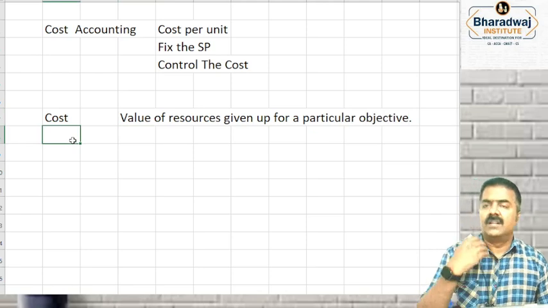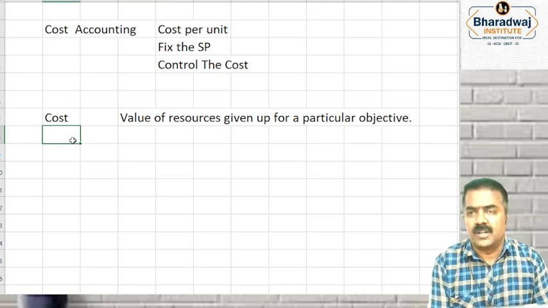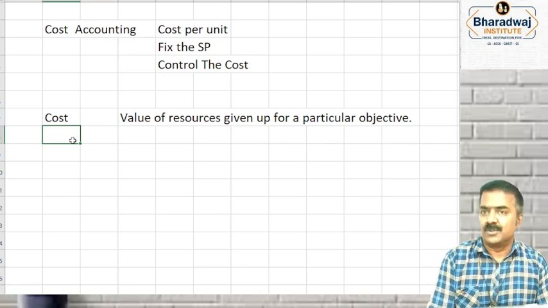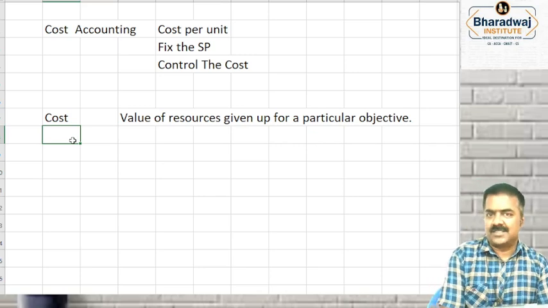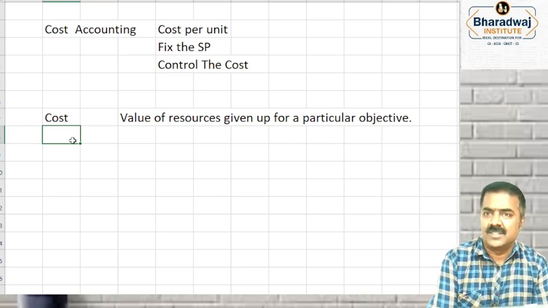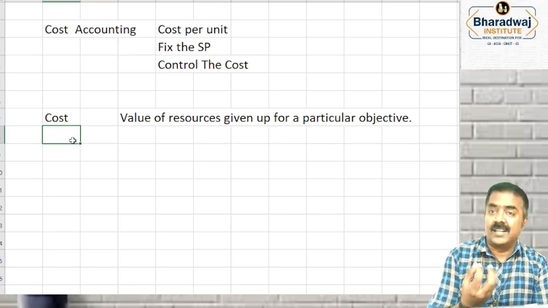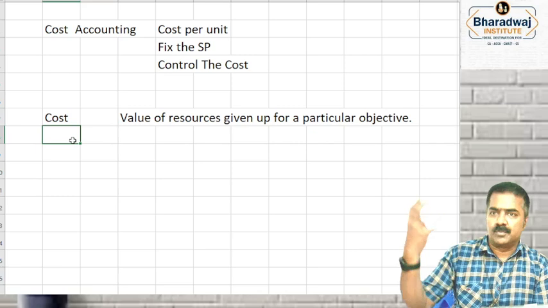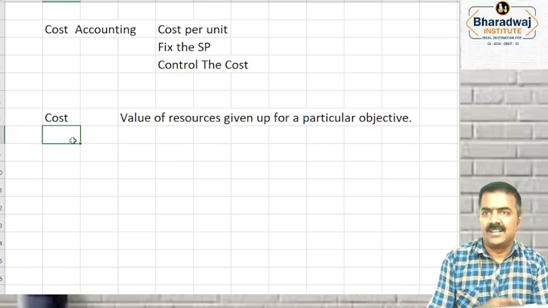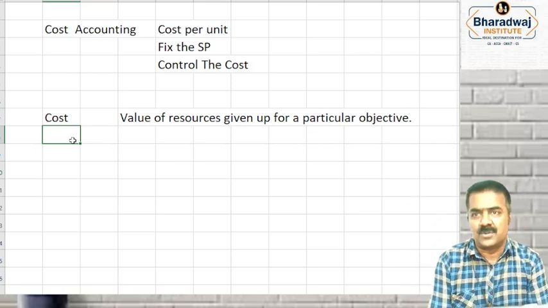For example, let's assume I do interior decoration for your house. What do you mean by value of resources? Number one, material. Number two, I don't employ any workers, but I work and do the interior decoration. I will assign a kind of salary for myself while calculating the cost. That is the value of my time. I use my own tools in fixing, and then I will put some notional rent for those tools.